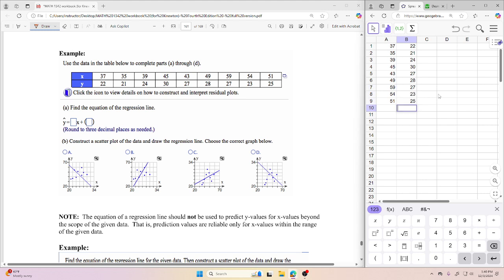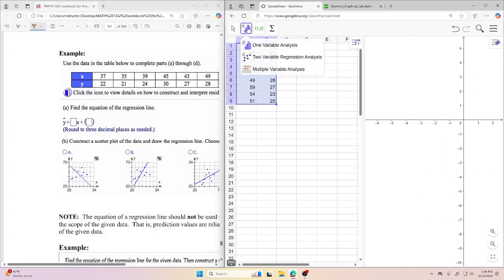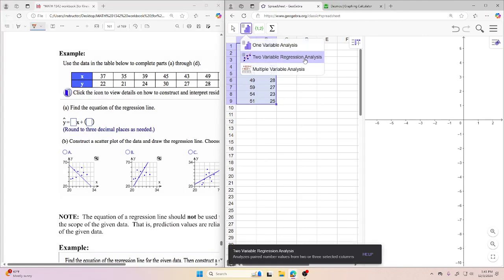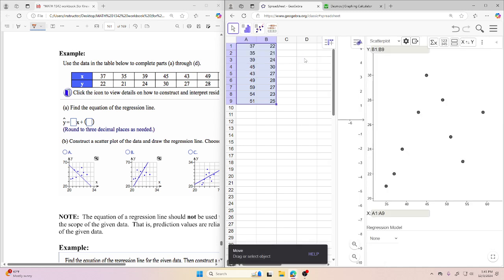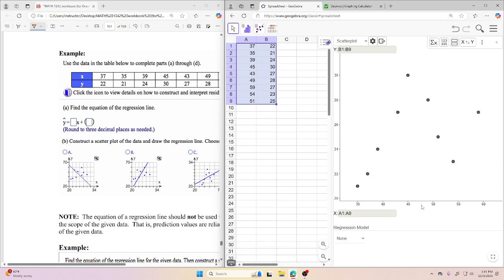23, 25. Okay, so I highlight both of them. I know we haven't done this in quite a while. Highlight both of them, or you could just highlight these, either way. And we're going to do 2 variable regression analysis. Okay, that's all of chapter 12. And it gives us the scatter plot, which is kind of nice. Already we can probably make a rough decision. But now we need a best fit line.